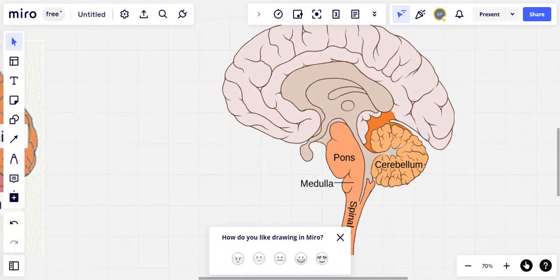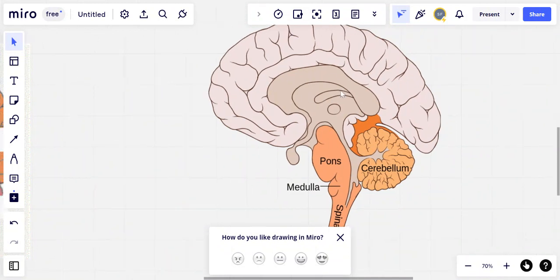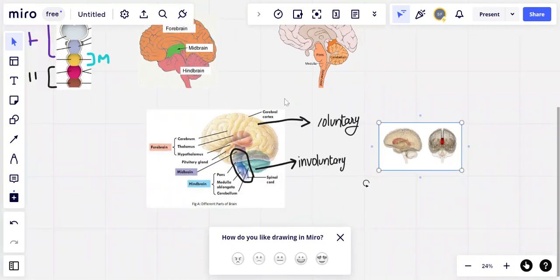And also one very important point, that it receives all sensory impulses except sense of smell. So thalamus, it receives all sensory impulses except sense of smell, so remember that. Then I spoke about limbic system. Now limbic system has hypothalamus, amygdala, and hippocampus. Let me look up a photo for all of these three.